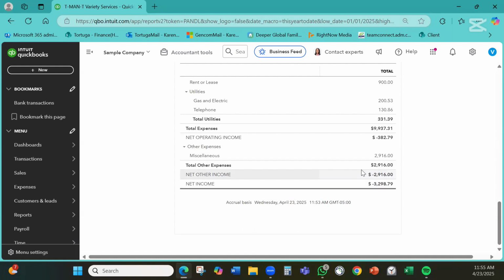Are we seeing anything from what we would have done in the earlier classes? Seeing that on QuickBooks?